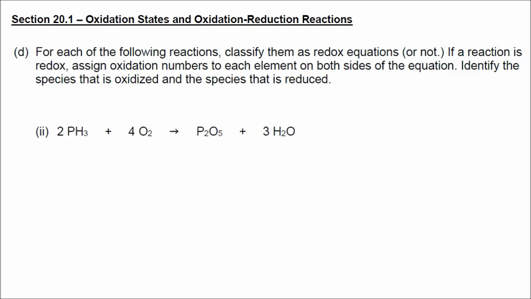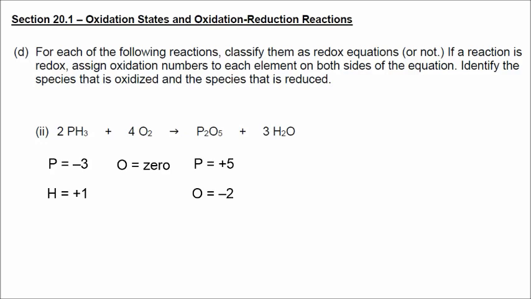In this next reaction, we have a compound called phosphine. This is PH3. Since phosphorus is more electronegative than hydrogen, phosphorus carries a negative oxidation state. It happens to be -3, and hydrogen is +1. As an element, oxygen has an oxidation state of 0. And in the diphosphorus pentoxide compound, since oxygen is more electronegative than phosphorus, phosphorus carries a positive oxidation state. It happens to be +5, and oxygen is -2.